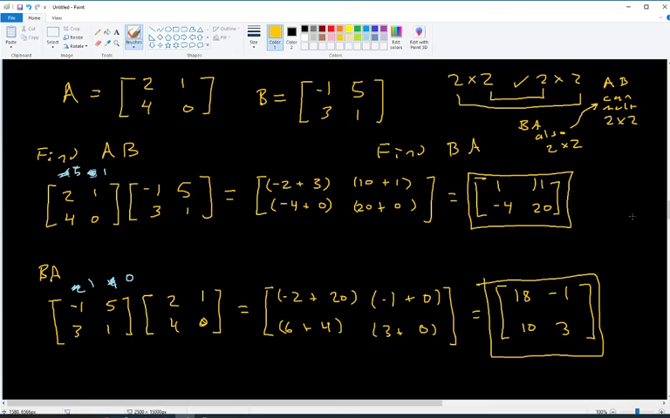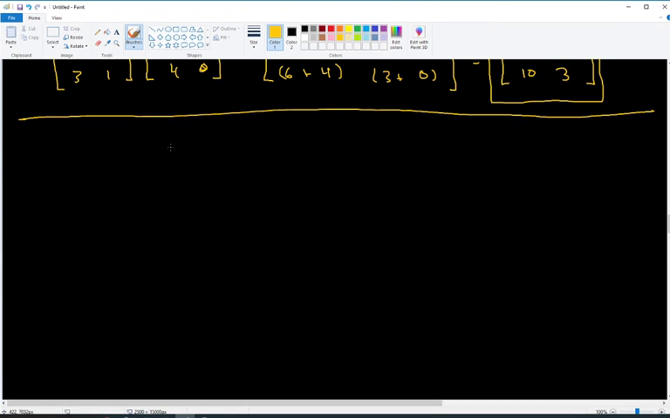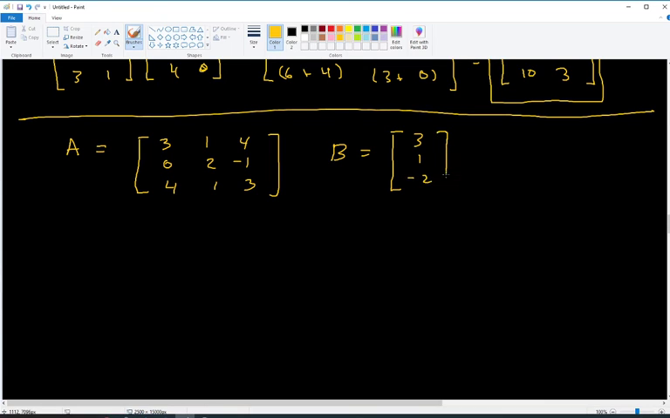Let's take a look at a couple more cases, like 2 more multiplication cases, and then we'll kind of stop there. So let's say matrix A is one of these, like let's say 3, 1, 4, 0, 2, -1, 4, 1, 3. And let's say matrix B is a single column, 3, 1, -2. So A is a 3 by 3. B is a 3 by 1.